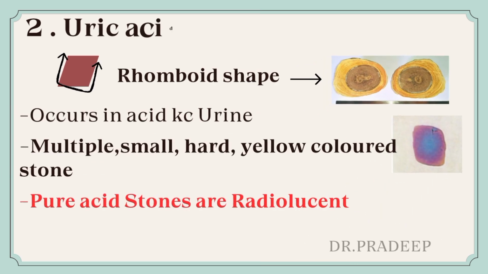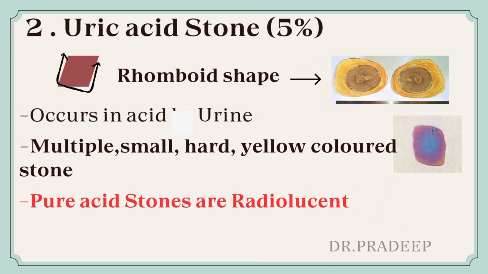2. Uric acid stones. They are rhomboid in shape. As you write a wide U, you will get a rhomboid shape. Occurs in acidic urine. Multiple, small, hard, yellow-colored stones. Pure uric acid stones are radiolucent.